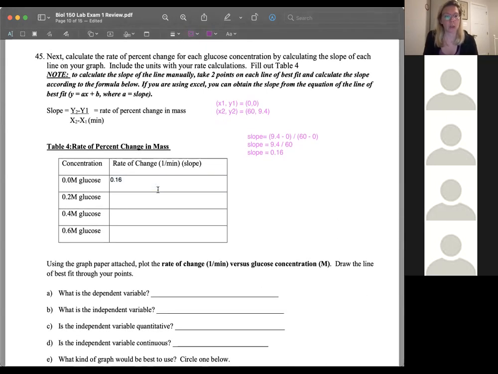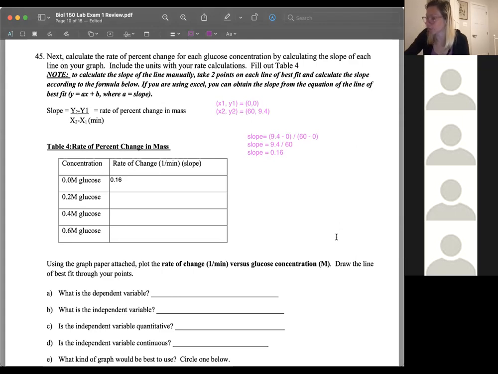And now if we were to complete this table and we wanted to graph this data, which one of these is the dependent variable? Which one is the independent variable?